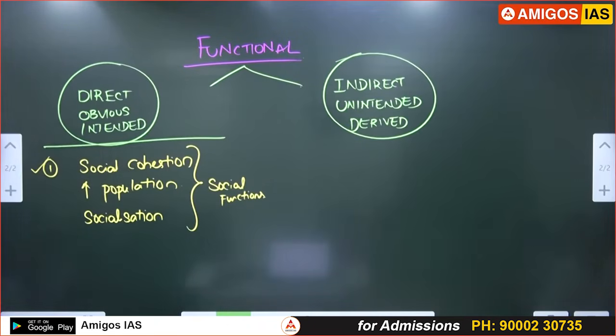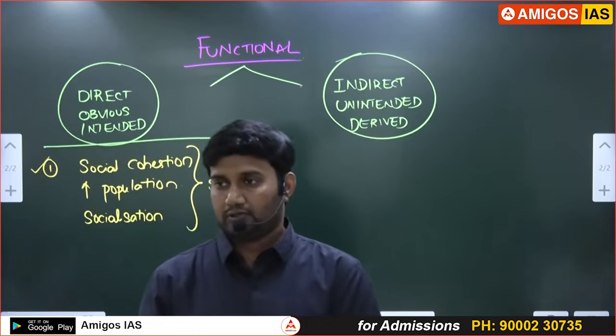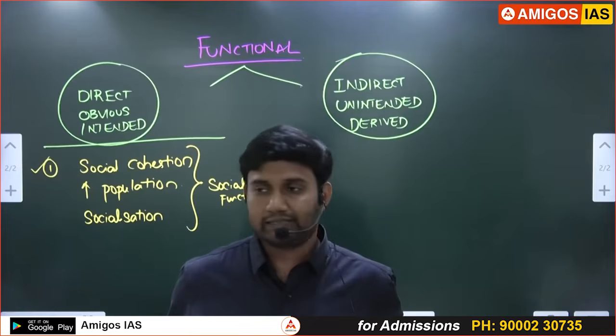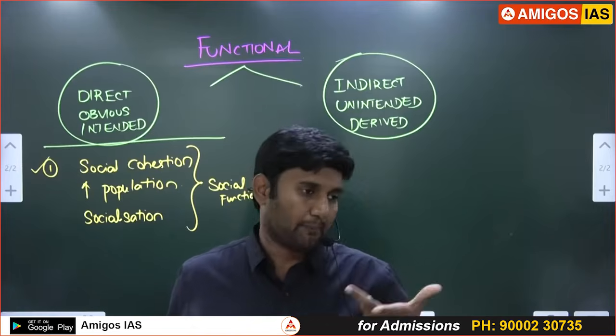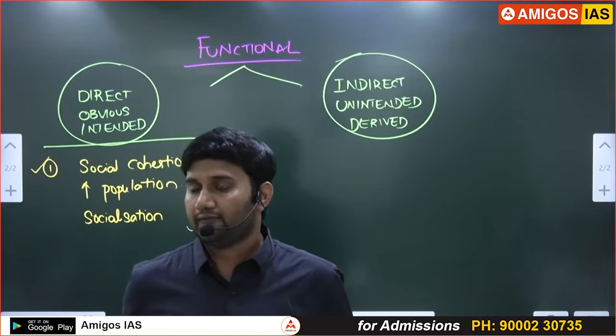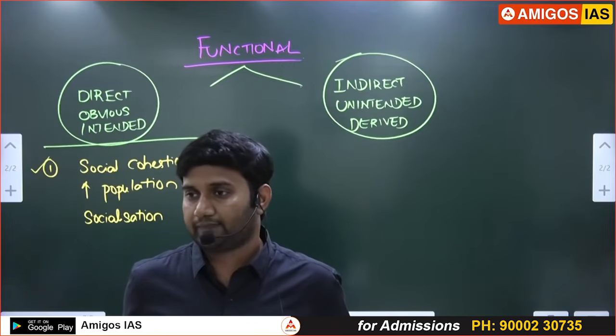Social cohesion. What do you mean by cohesion? That is cohesion. Social cohesion, increasing the production, or else the population, reproduction, and the socialization. These are all the functions of the social structural element.